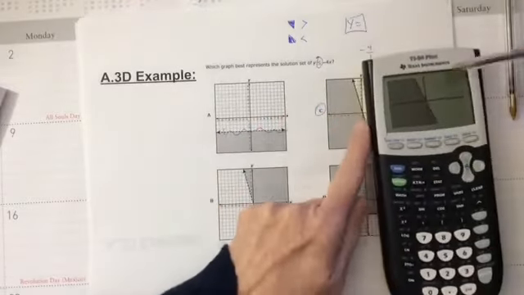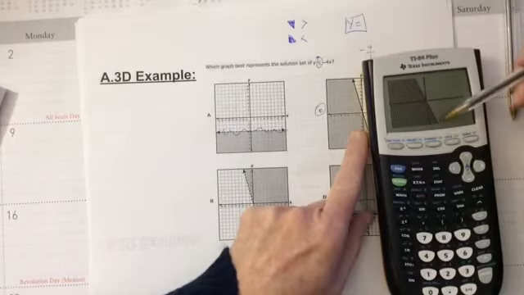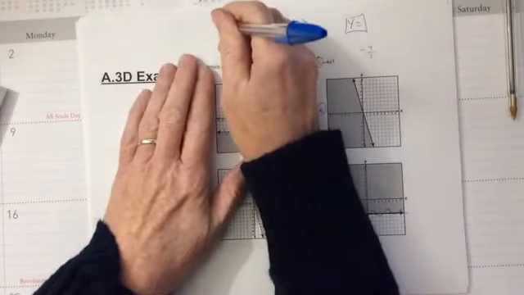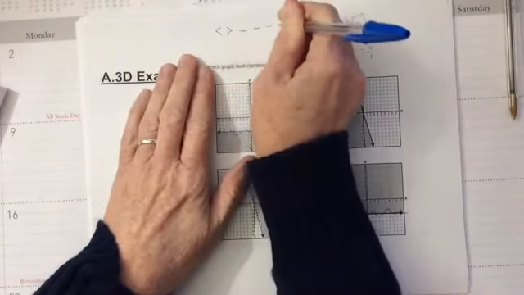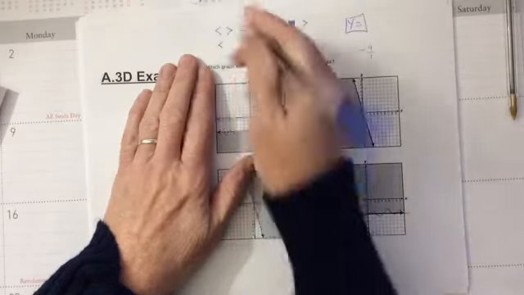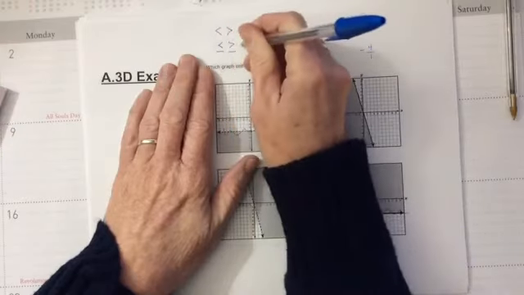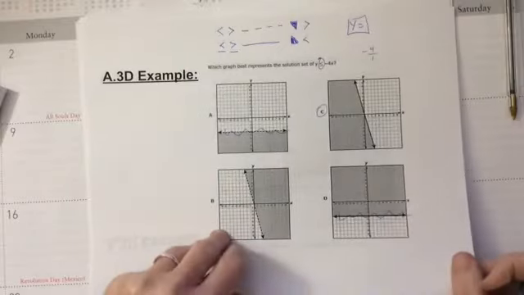Remember, your calculator will not tell you if the line is solid or dashed. You have to know that by knowing your signs. If your sign is less than or greater than, it's dashed. Less than or equal to, or greater than or equal to, it is solid. Okay? Here's the next one.